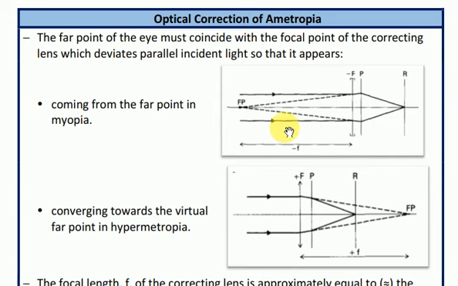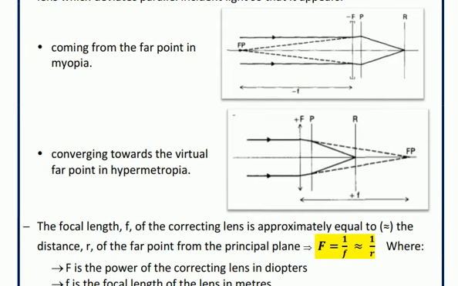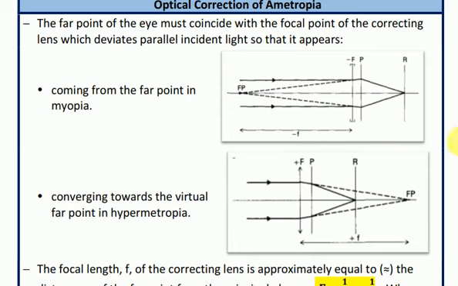Which according to sign convention carries a negative sign. So here you can see a negative sign in front of the principal plane and a positive sign behind the principal plane. So this distance is negative in front of the principal plane and positive behind the principal plane.